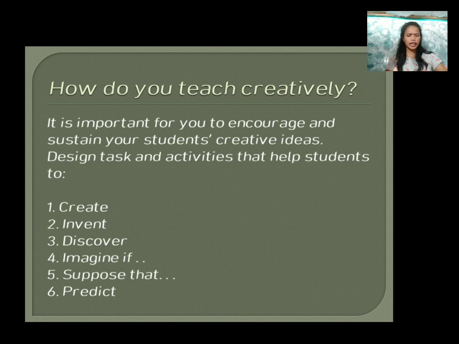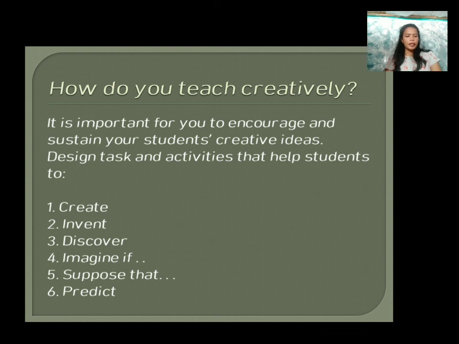The next one is creatively. So, how we apply or how we teach creatively. To teach creatively, it is important for you to encourage and sustain your students' creative ideas. Design tasks and activities that help students to first, create, invent, discover, imagine if, suppose that, then predict.